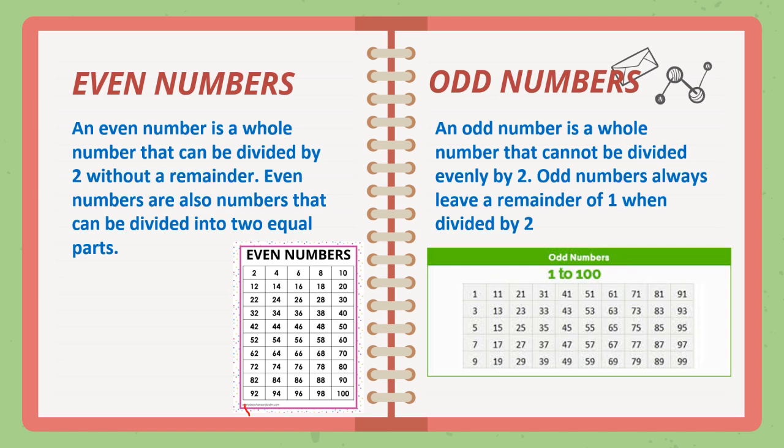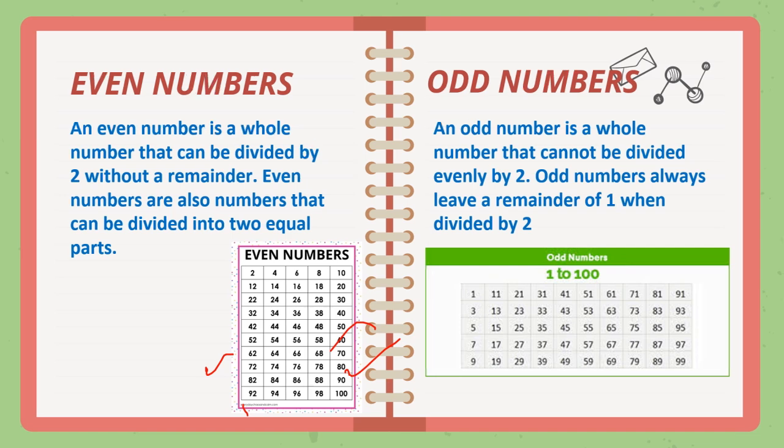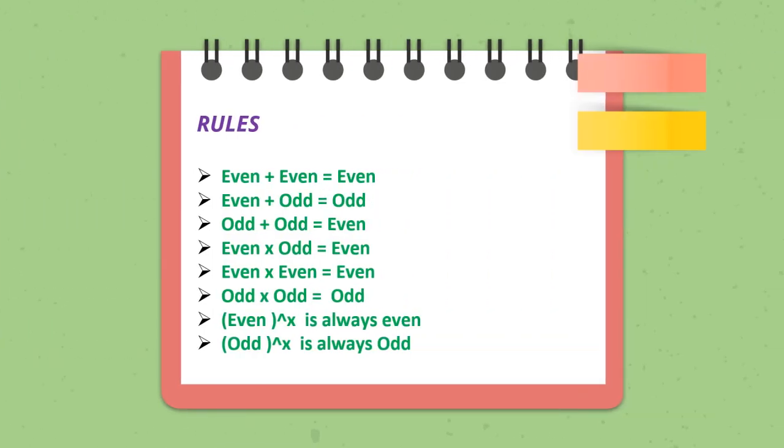Here are some examples that I've given. In the same way, for an odd number, when you divide by 2, you always leave a remainder of 1. So odd numbers are also given here, from 1 to 100. All the odd numbers are mentioned in the other part. Now you have some rules for odd and even numbers.